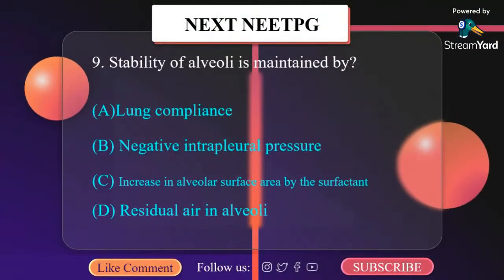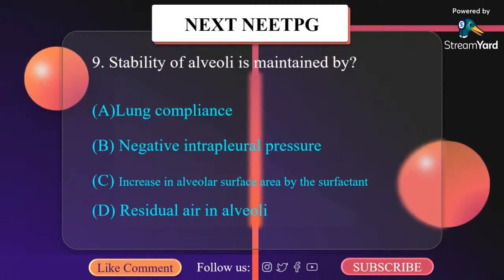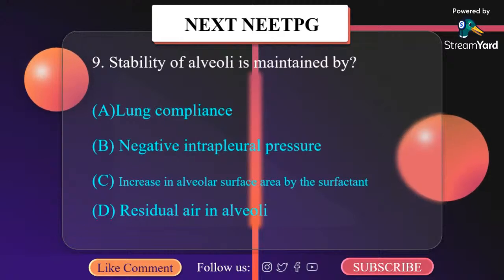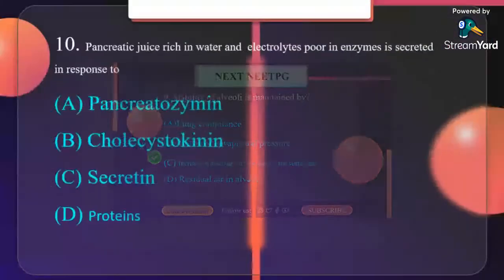Stability of alveoli is maintained by A. Lung compliance, B. Negative intrapleural pressure, C. Increase in alveolar surface area by surfactant, D. Residual air in the alveoli. It is increase in alveolar surface area by surfactant.